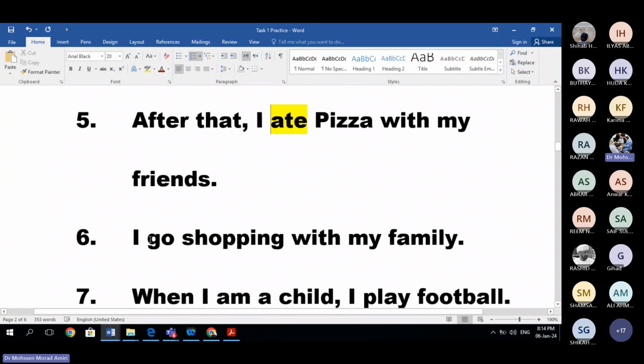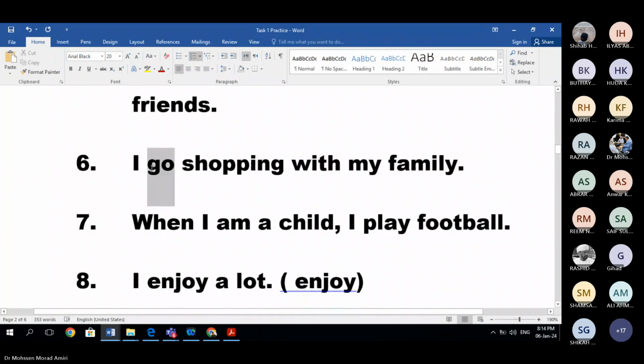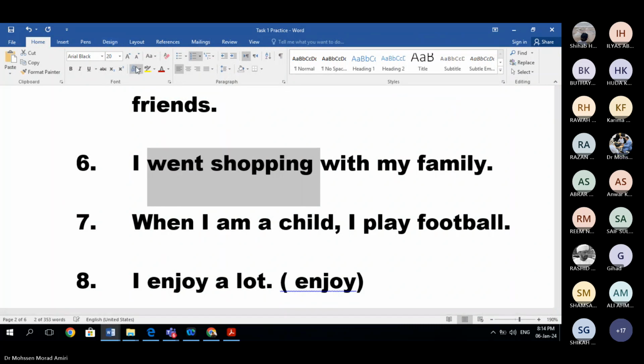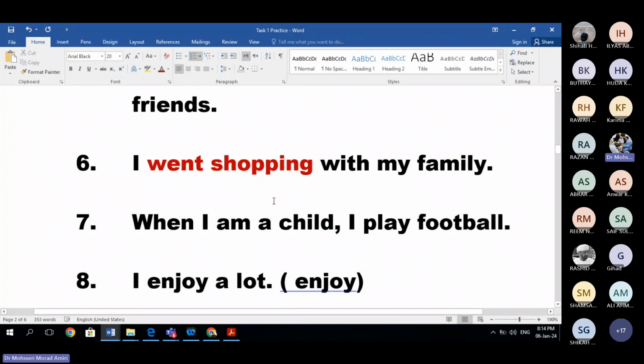Okay, then number 6. I went shopping. Shabab, here I want you to take notes. Many students, when they want to talk about shopping, don't know how to write it. So Shabab, for the future, for example, you can say, I will go shopping. But if you want to talk about the past, you can say, I went shopping.